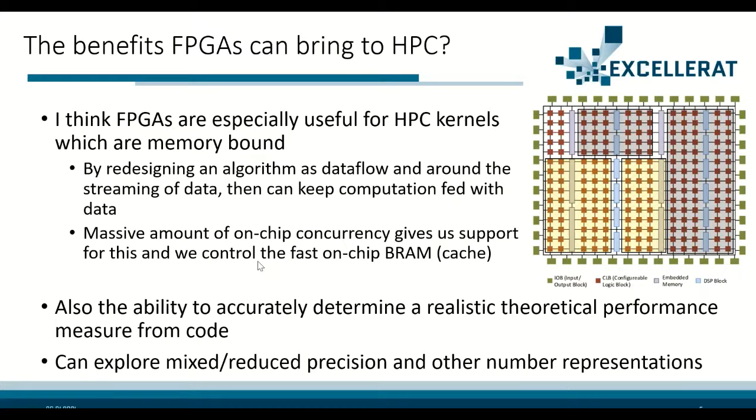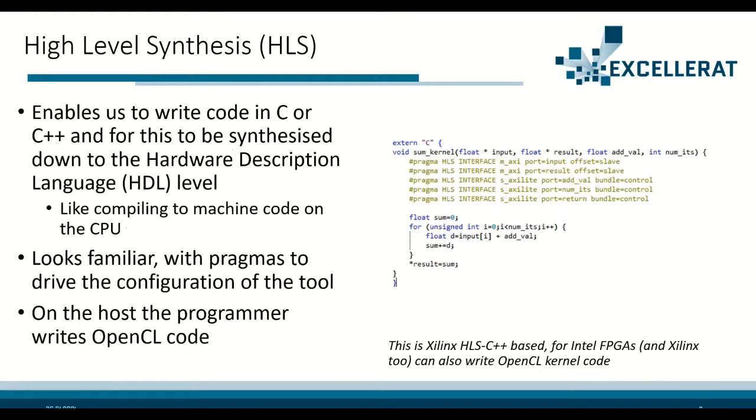To give you a flavor of this very briefly, the first thing that's been done is what's called high-level synthesis. This is where you can write code in C or C++, and this gets synthesized down to the hardware description level. It's a bit like compiling code on the CPU or GPU, and it generates the machine code. Whereas traditionally for FPGAs, you had to work at that hardware description level, that machine code level, and it was way more difficult.